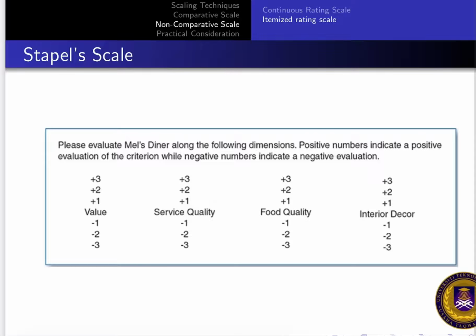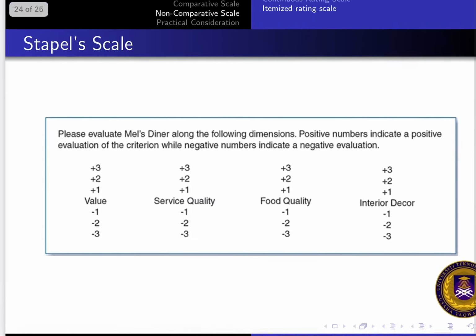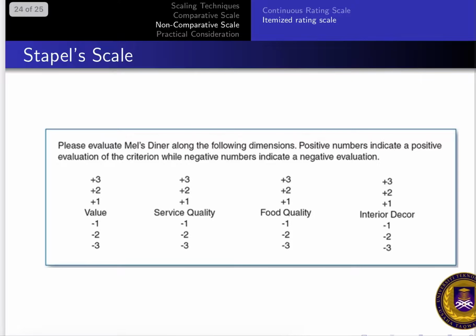In some cases, for the Stapel scale, the categories can go up to positive 5 until negative 5.